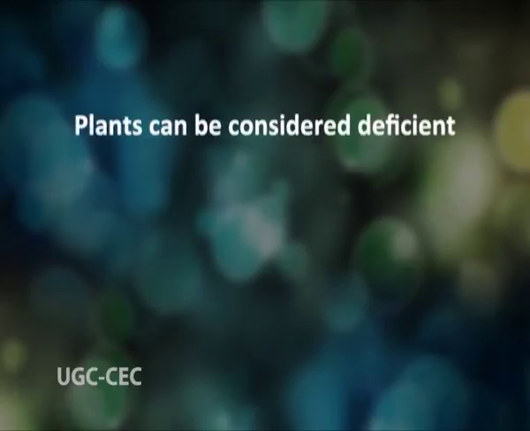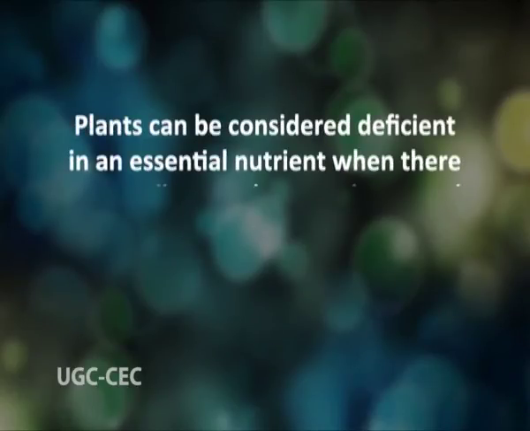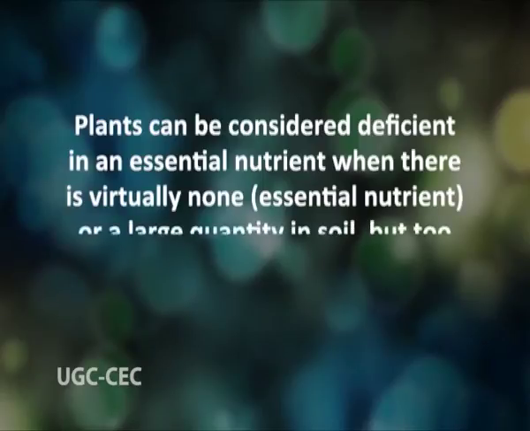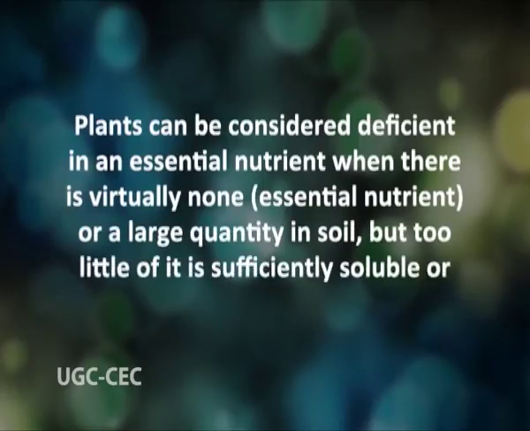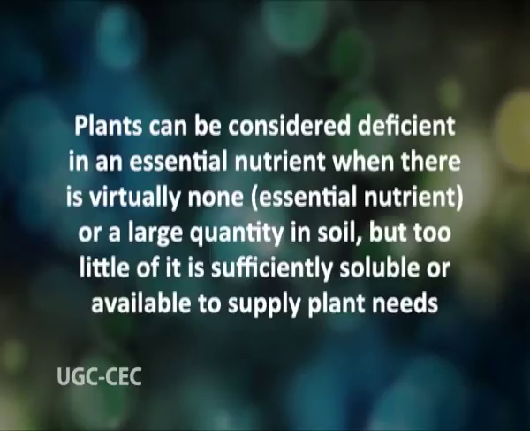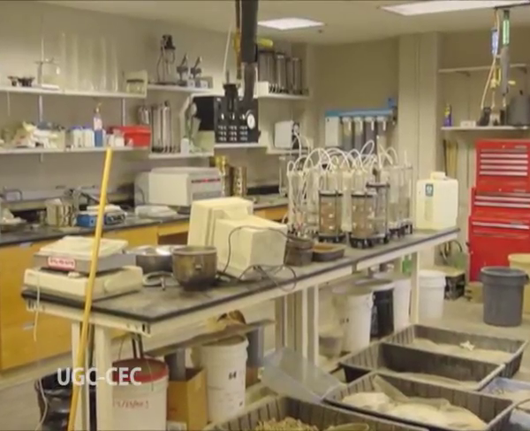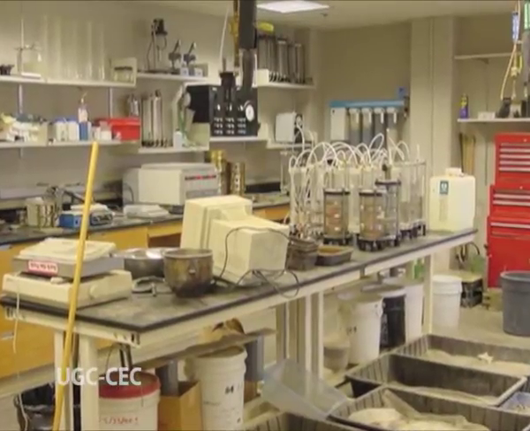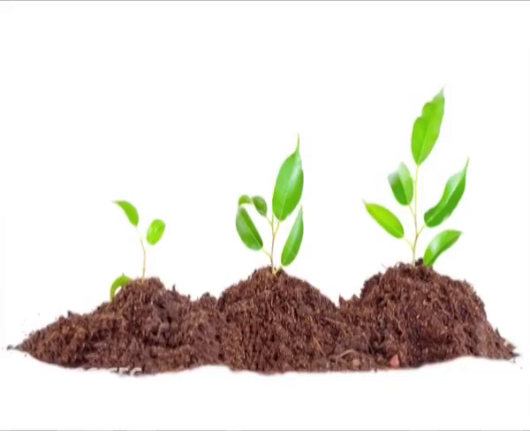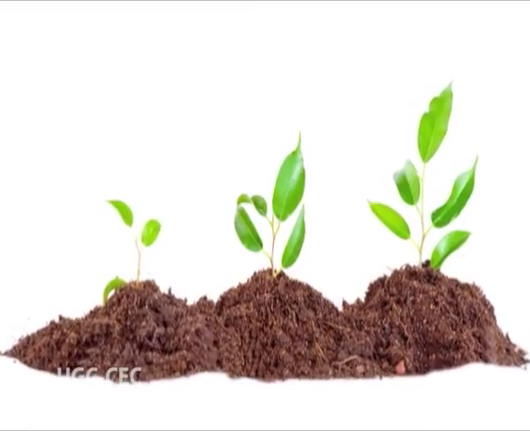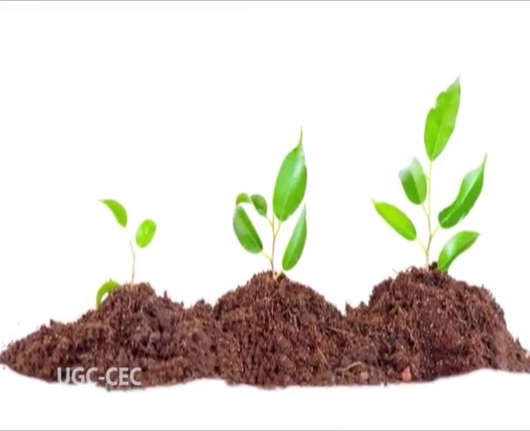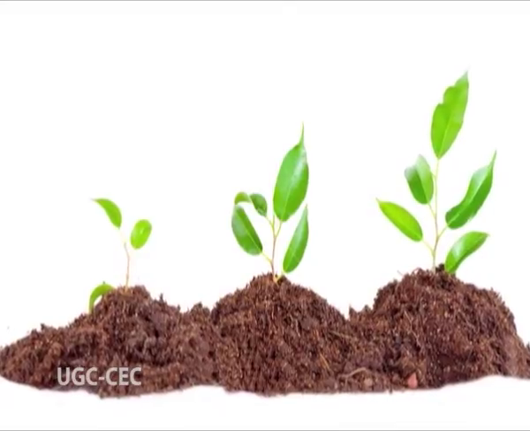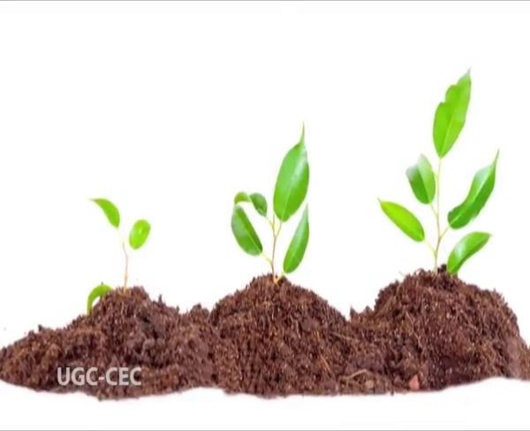Plants can be considered deficient in an essential nutrient element when there is virtually none in the soil, or else there is a large quantity in the soil but too little of it is sufficiently soluble or available to supply plant needs. As a consequence, a total chemical analysis of the soil generally reveals little information that's important for plant nutrition. Instead, it is usually a relatively small part of the total element present in the soil that is available and important for plant growth.